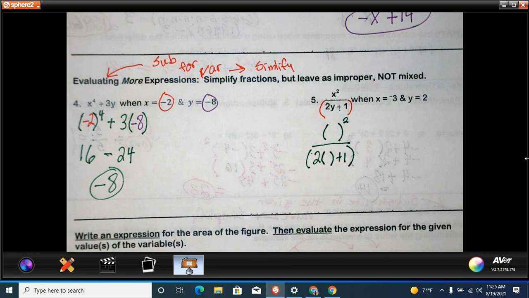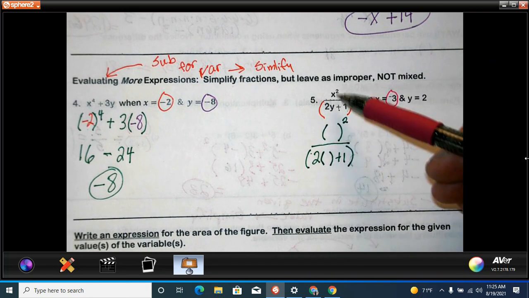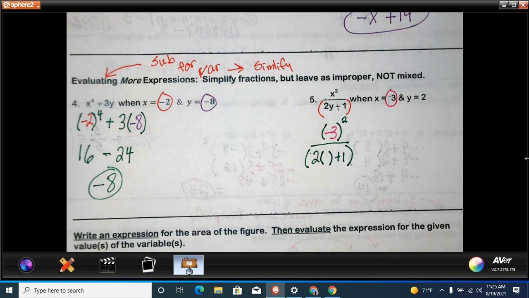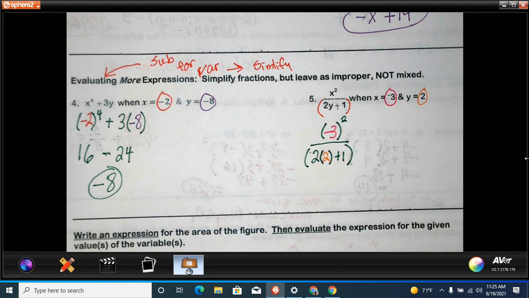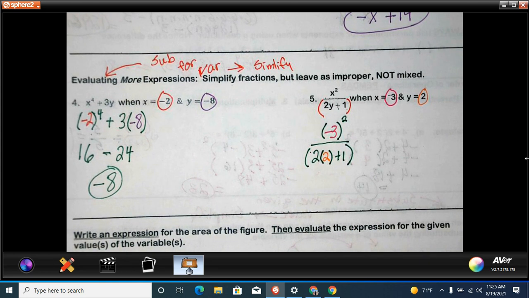Okay, my x is negative 3. So my negative 3 goes up here. And then my y is positive 2. So my positive 2 is going to go there. Now, since I use parentheses in all the right places, you can plug this into a calculator and it will give you the right answer. Okay?